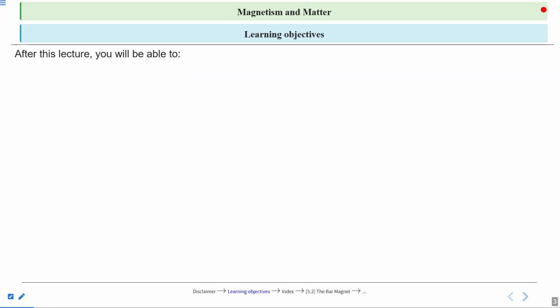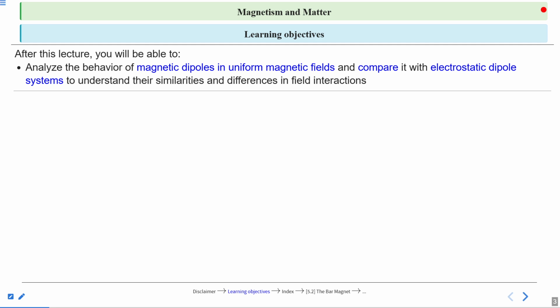The learning objectives from today's lecture. After this lecture you will be able to analyze the behavior of magnetic dipoles in uniform magnetic fields and compare it with electrostatic dipole systems to understand their similarities and differences in field interactions.